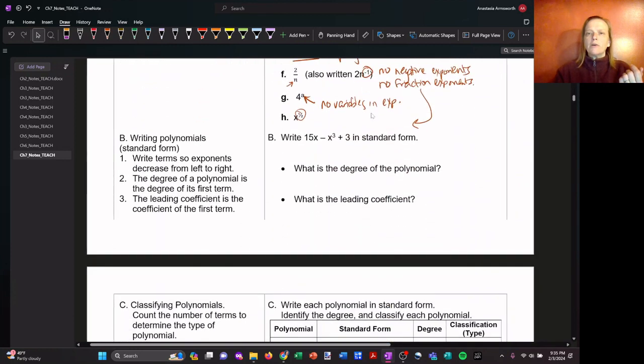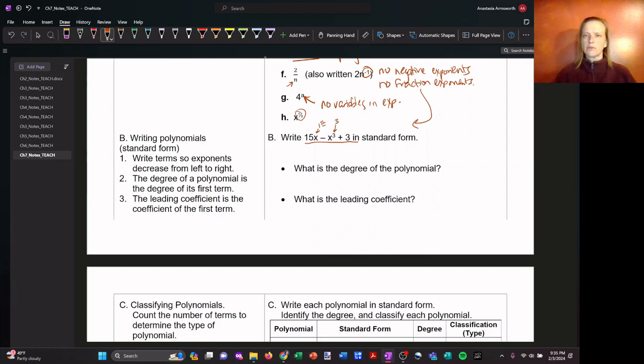So let's go down and write this polynomial in standard form. Well, if I look at this one, I only see one variable. This is first degree. I look at this monomial and it has an exponent of 3, so that's the third degree. And then 3, that's just 0 degree there. So the correct order for me to write this in is negative x cubed plus 15x plus 3.